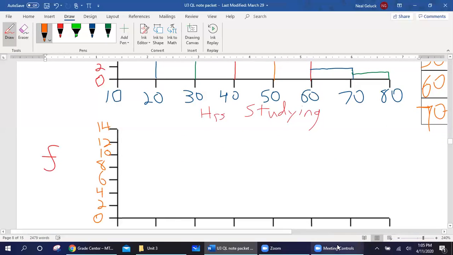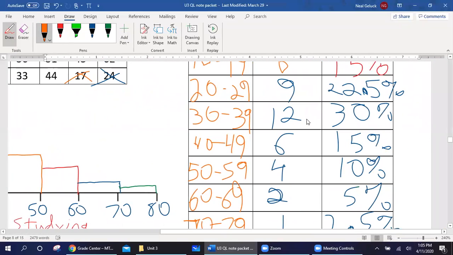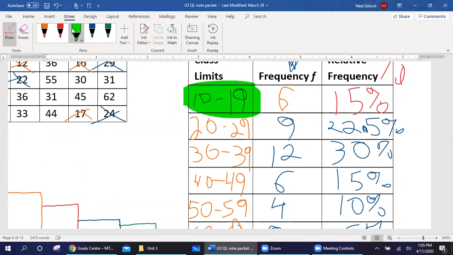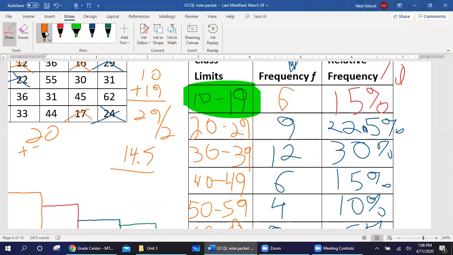So here's what it means. My first class was 10 to 19. The midpoint of that, well, the middle is just the average. So if you averaged 10 plus 19, which is 29, and divide that by 2, that gives you 14.5. So that's going to be my first class midpoint. I'll do the same thing with the 20 to 29. I'll add them up, that's 49, divide that by 2, and that'll give me 24.5. I'm going to basically be increasing by 10 from each one.